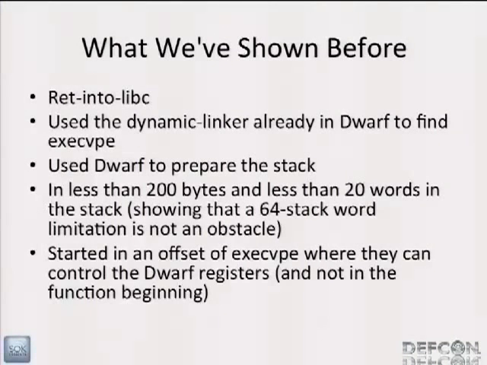So I'm going to show a demo that we've shown before. We showed it at ShmooCon a little while ago. And this is the Trojan. We set up a dynamic linker, which finds execvpe. We prepare the stack, and we set up the registers that we can control. We return execution to a location that then loads the parameter-passing registers from the registers we can control and calls exec. So let me just show you this in practice.